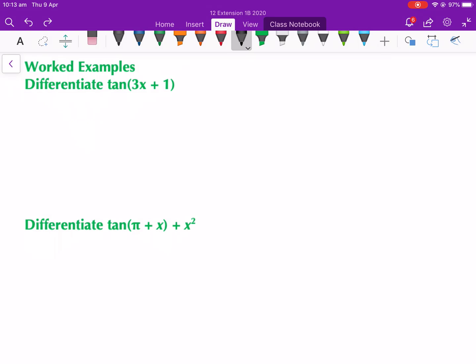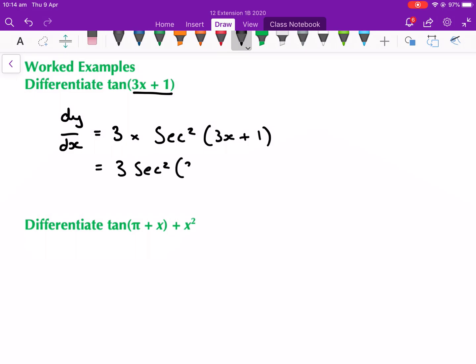Now if we look at this in the context of some examples, so here we've got differentiate tan of 3x plus 1. So if we want to find the derivative of this function here, we differentiate the bracket, and the differential of that is 3. And then we differentiate the trig function itself. Well, tan differentiates to sec squared, so we get sec squared of 3x plus 1. And then we can just simplify that as 3 sec squared of 3x plus 1.